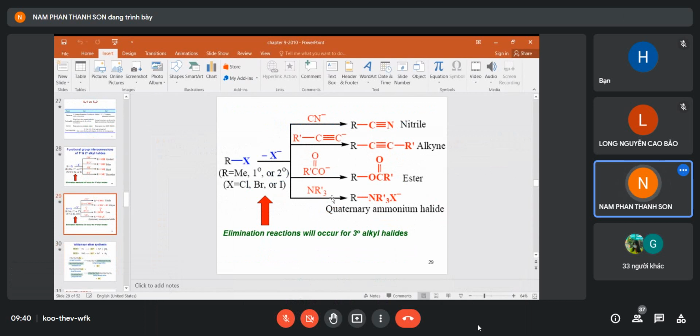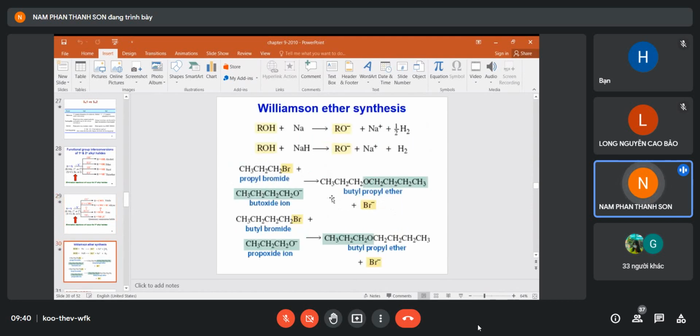But with one condition. Remember, we always move from stronger base to weaker base. We never go from weaker to stronger. Remember that. Always from stronger to weaker and never from weaker to stronger. We have one example, that is Williamson ether synthesis.